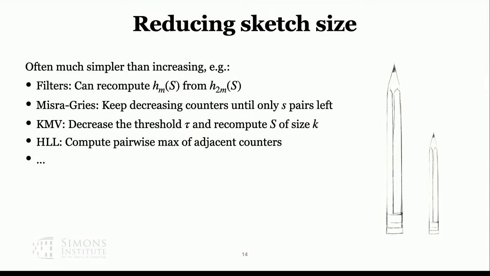So for filters, if you have the hash values with range 2m, you can easily compute the hash values with range m. With trees, you can just decrease counters to reduce the number of pairs. K-minimum value, you can decrease the threshold and throw away things. There are also sketches like HLL that are easy to decrease the size. You can do like pairwise max and so on. So I think usually the issue comes from expanding, I mean, the amount of information you store, rather than decreasing.